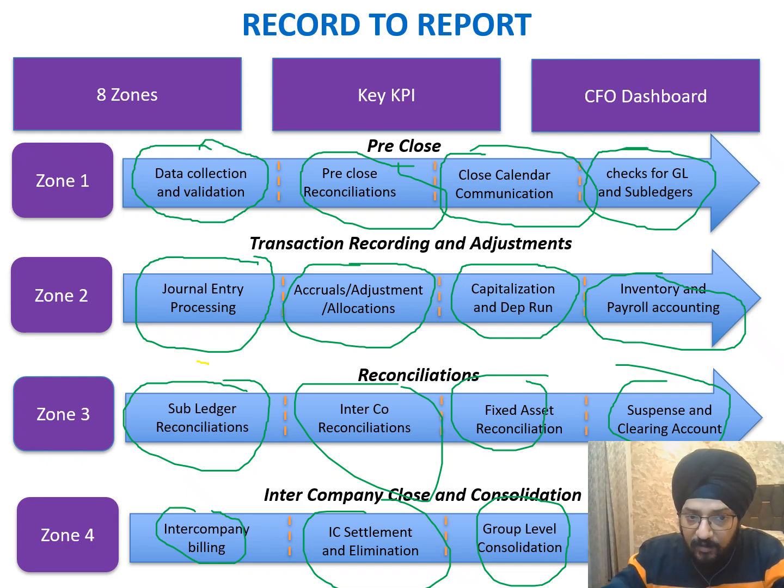So these are the first four zones, wherein largely we are dealing with the data to ensure that our accounting records are stitched for any adjustments, any accruals, any allocation, any intercompany settlement, intercompany adjustment, any reconciliation gap. If there's a reconciliation gap, we need to create a journal entry to manage that reconciliation. So all this is done in these four zones. Now let's move to the next set of four zones and see what we need to look at.